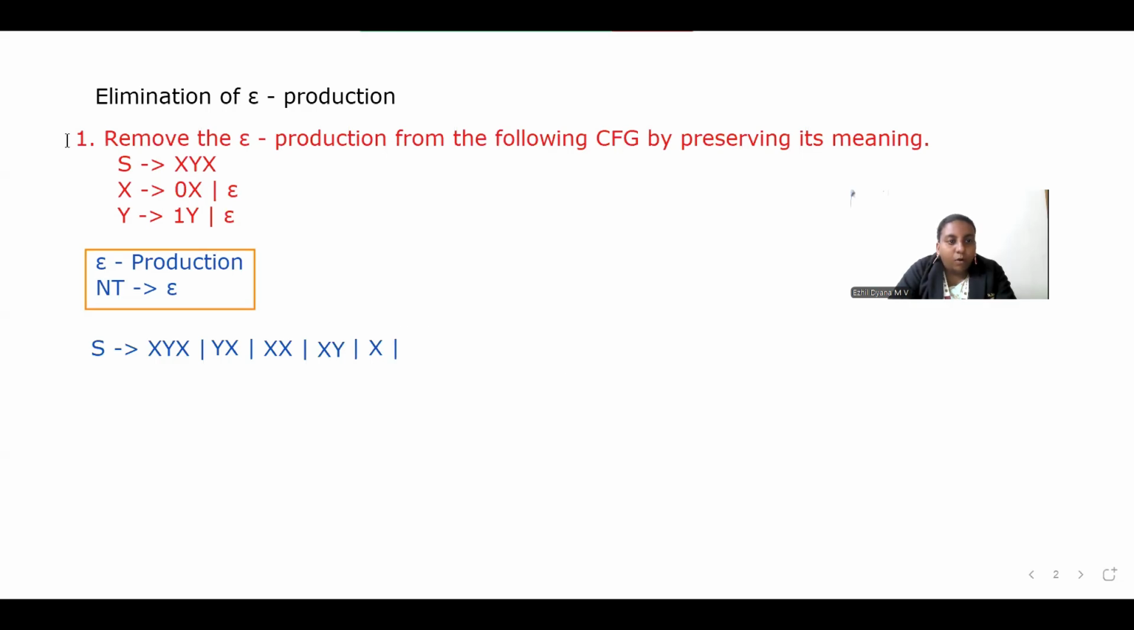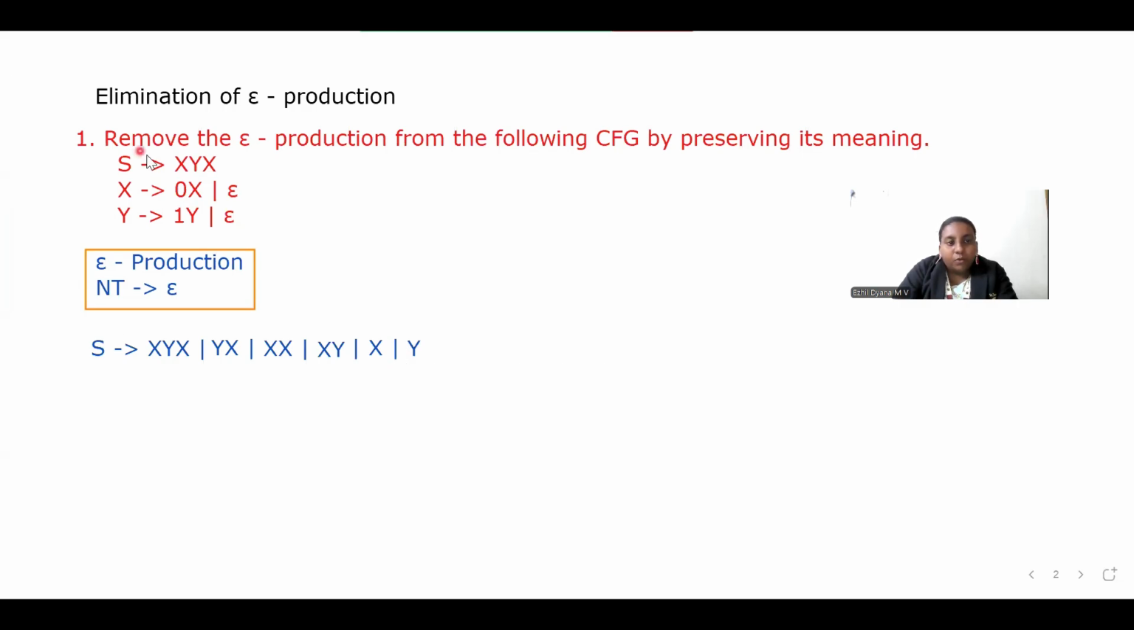Now, what if I substitute epsilon in place of the first x and the last x? When I use x tends to epsilon, both for the first x and the last x, the remaining symbol I have is y. So I'll write that y over here. Now I have tried all possibilities.